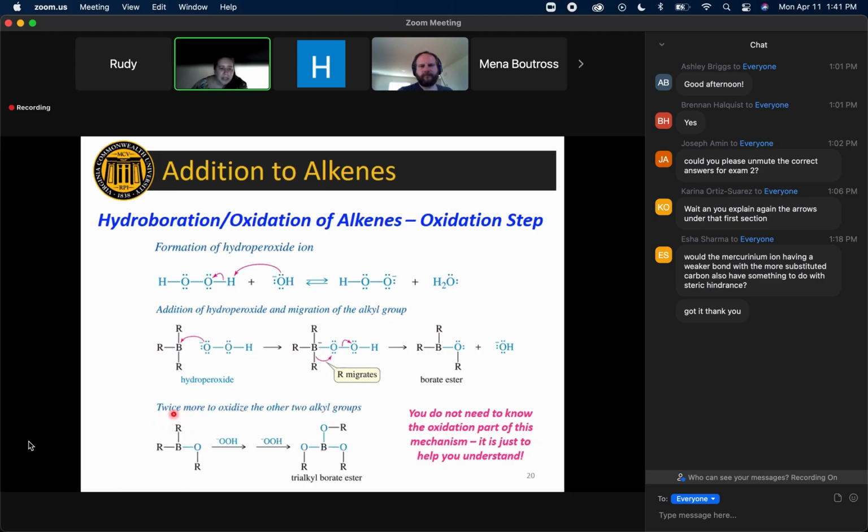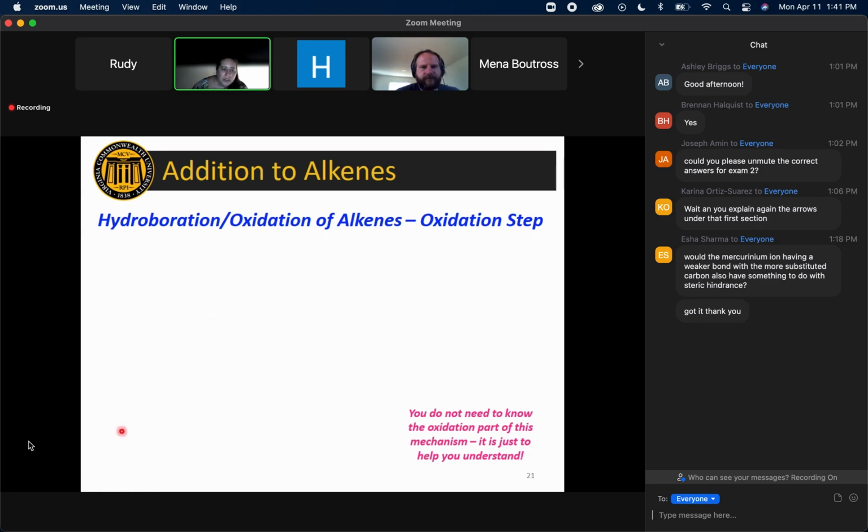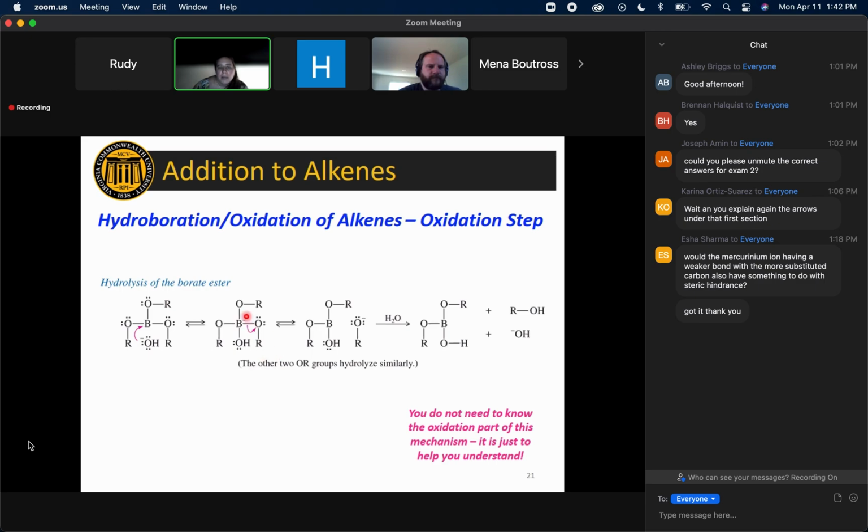We had 3 substrates on our boron, so we're going to do this 2 more times and go through the same sequence in this bond and in this bond. So we're going to get to a trialkyl borate ester. We've inserted oxygen into each of our boron-carbon bonds. And then once we get to that trialkyl borate ester that looks like this, we have more hydroxide around, and that hydroxide can displace each of these one by one so that we get off our OR minus, which can then be protonated to give our alcohol product.